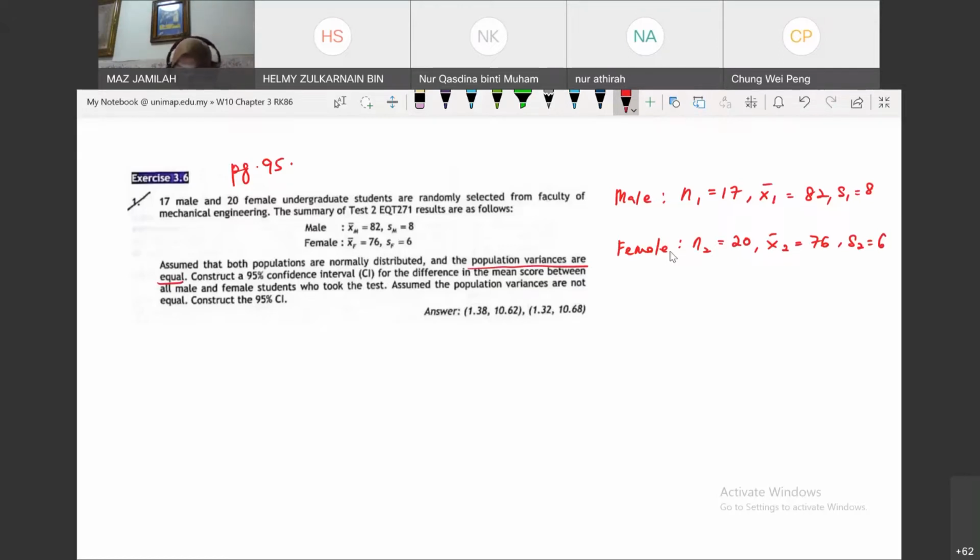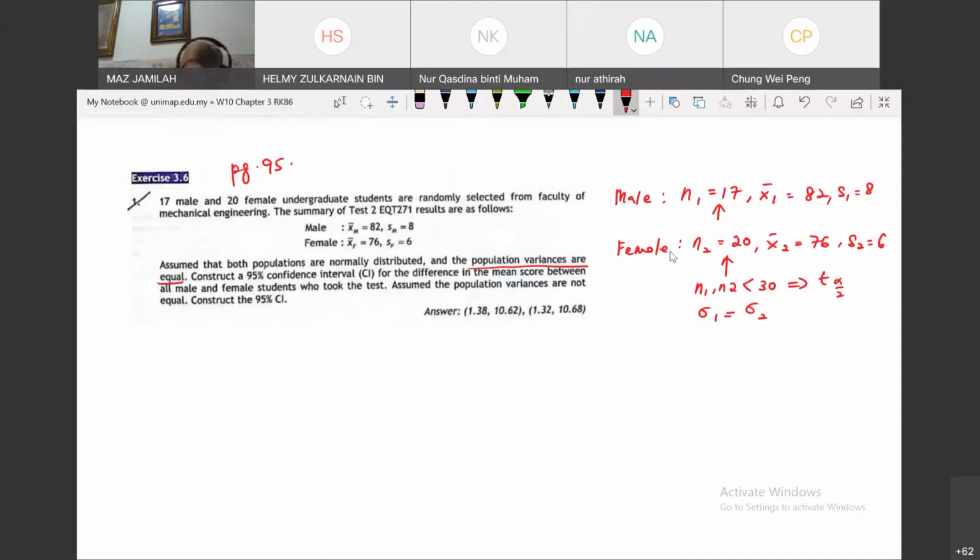Now, look at your condition. Look at your N. Okay, is your N greater than 30? Less than 30, right? So less than 30, then you have to look for the condition N1, N2 less than 30. So we are going to use our t-test. Okay, t alpha over 2. Now, what else should you know? You are using the assumption that sigma 1 and sigma 2 are equal.